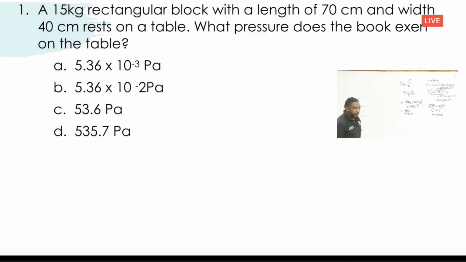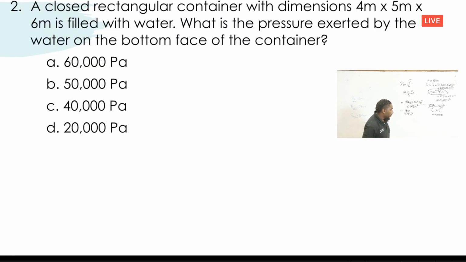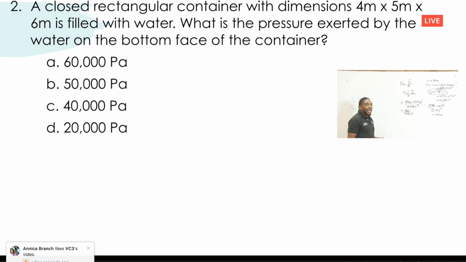where your answer should actually be C, all right? Which is 53.6 pascals. Okay? Your answer should be C there. Let's look at the next question.